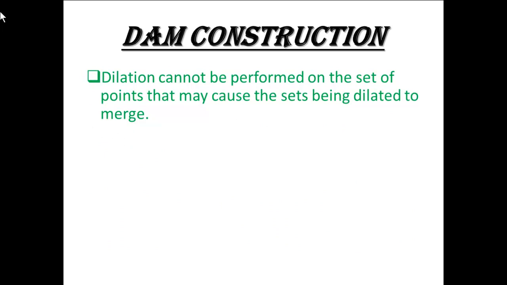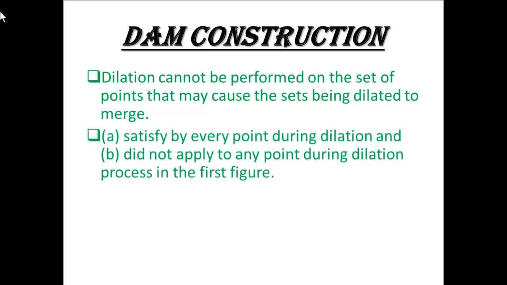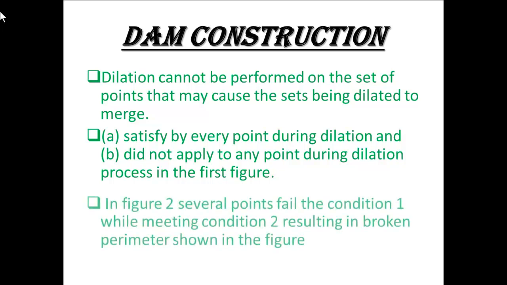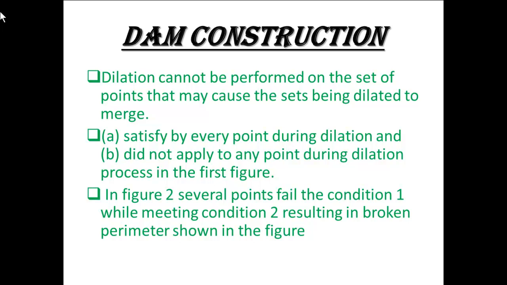Dilation can be performed on the set of points that may cause the sets being dilated to merge. Condition A is satisfied by every point during dilation, and condition B did not apply to any point during the dilation process in the first figure. In figure 2, several points failed condition 1 while meeting condition 2, resulting in the broken perimeter shown in the figure.